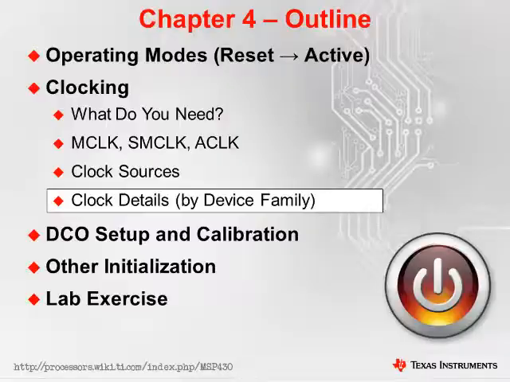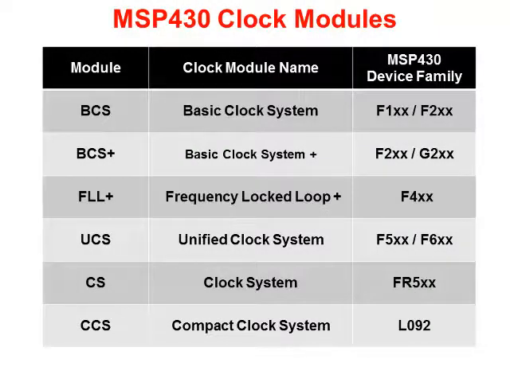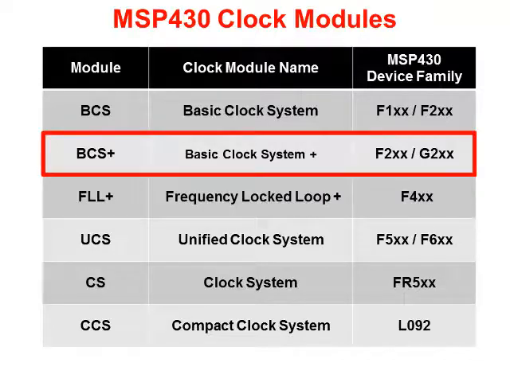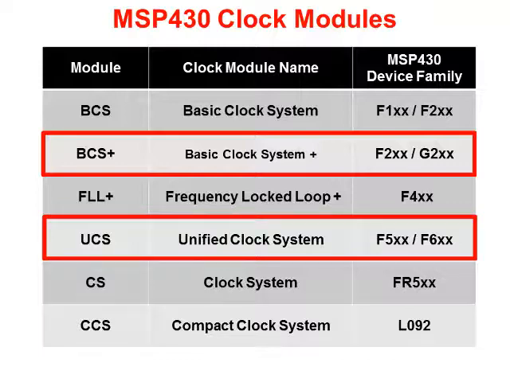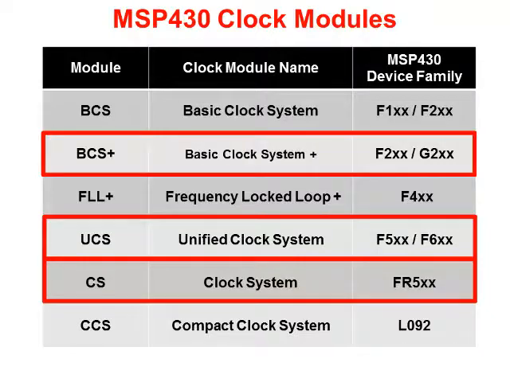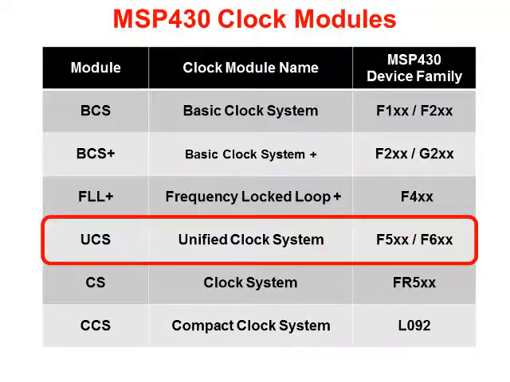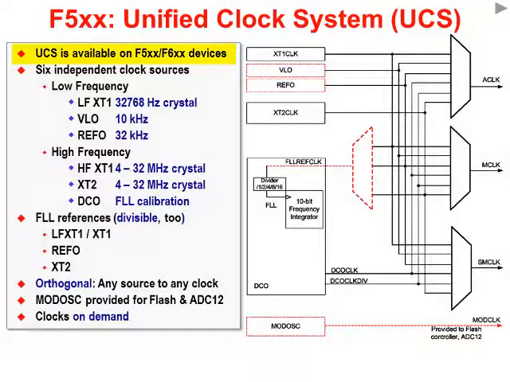Let's look at some of the clock details by device family. As shown here, there are at least 6 different generations of MSP430 clock systems. In general, they share quite a few things in common. The whole concept of MCLK, SMCLK, ACLK, and the different clock sources are quite common to these different clock modules. In time, we've added additional features to the clock modules, and hence we've changed the name. In this section, we mostly look at the BCS Plus, the Basic Clock System Plus that's on the value line devices, UCS, the Unified Clock System that's on our F5529 example device, as well as CS, which is the clock system on the FR5969.